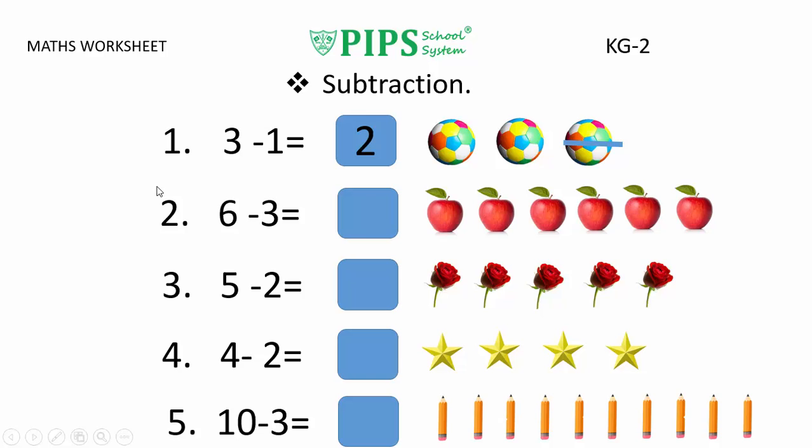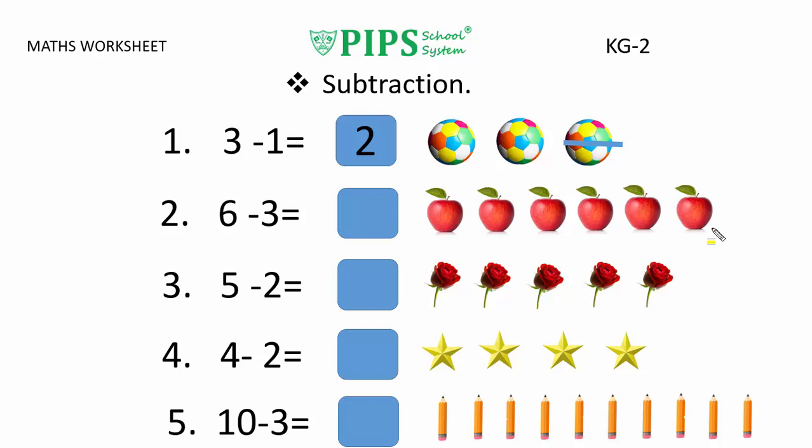Okay students, come to the next question. 6 minus 3. Students, count with me. How many apples are there? 1, 2, 3, 4, 5, 6. These are 6 apples.